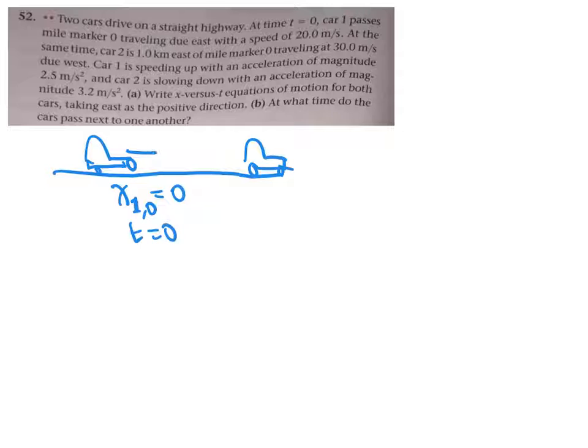It has, of course, an original velocity, which I'm going to call v1,0. And it has some acceleration, which points eastward, and I'm going to call that a1. We have numbers for a lot of these things already, but that's what we've got.